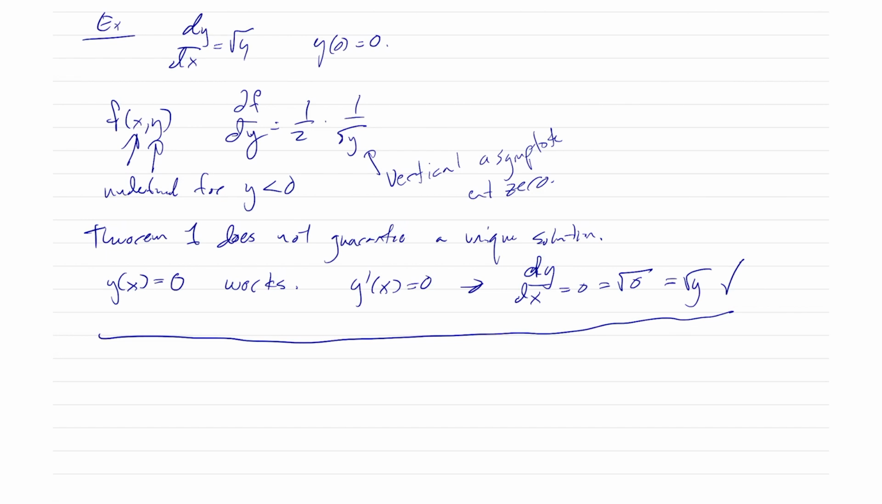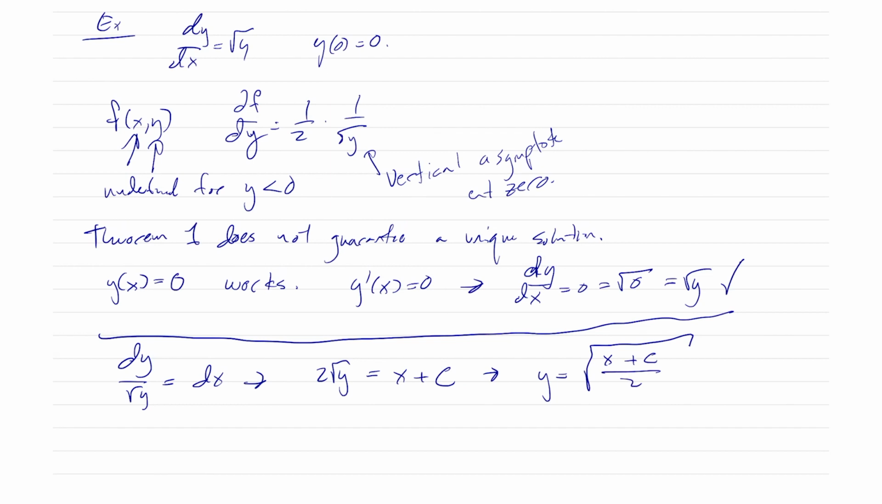So what we can do is we can use this whole separation of variables I've been showing you before. So we have dy over the square root of y is equal to dx, and that tells me then that I get this solution where I have 2 square root of y when I integrate the left-hand side is equal to x plus c when I integrate the right. And so a general solution to this is going to be y is (x plus c) over 2, squared.